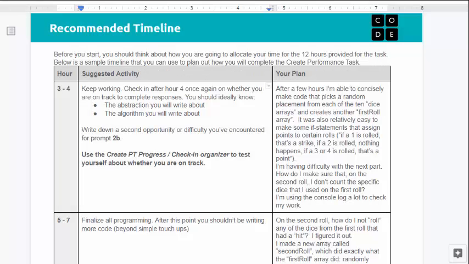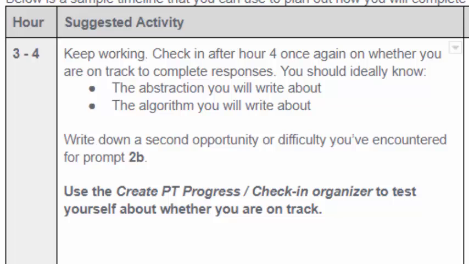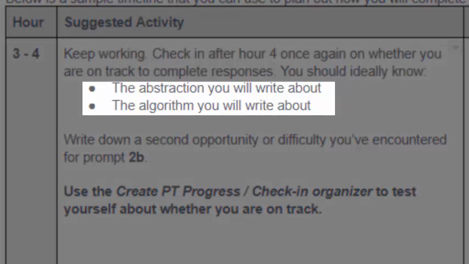Well, you should be about 4 hours into coding. You should have a really good idea of where you're going with this, a real clear concept in your head. And because of that, you should also have a really good vision of what abstraction and what algorithms you're going to be talking about in your responses, particularly response 2C and 2D.